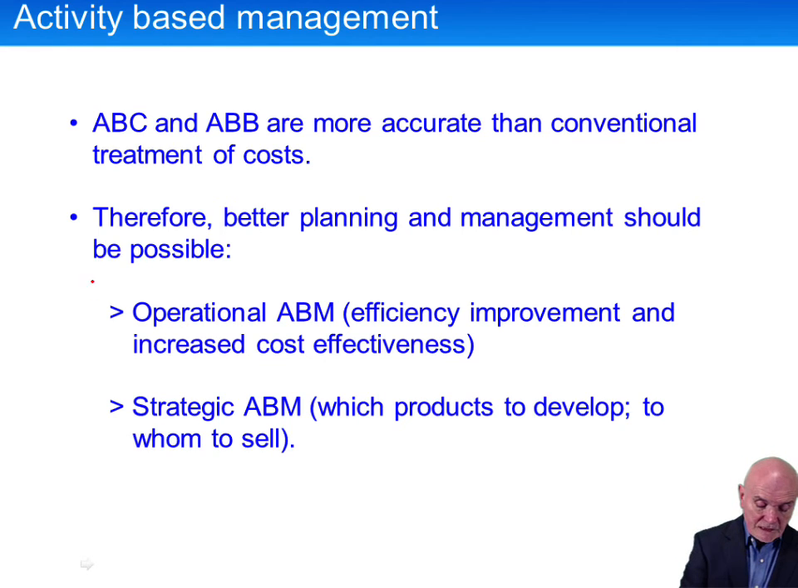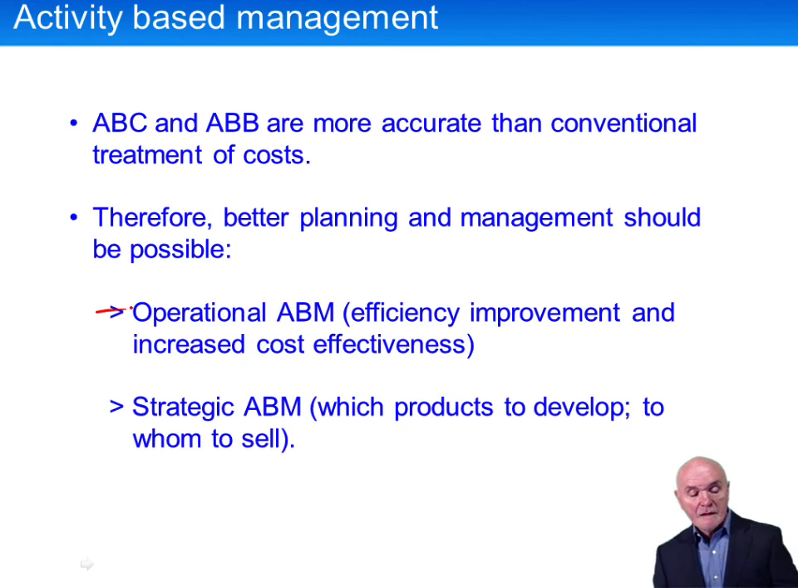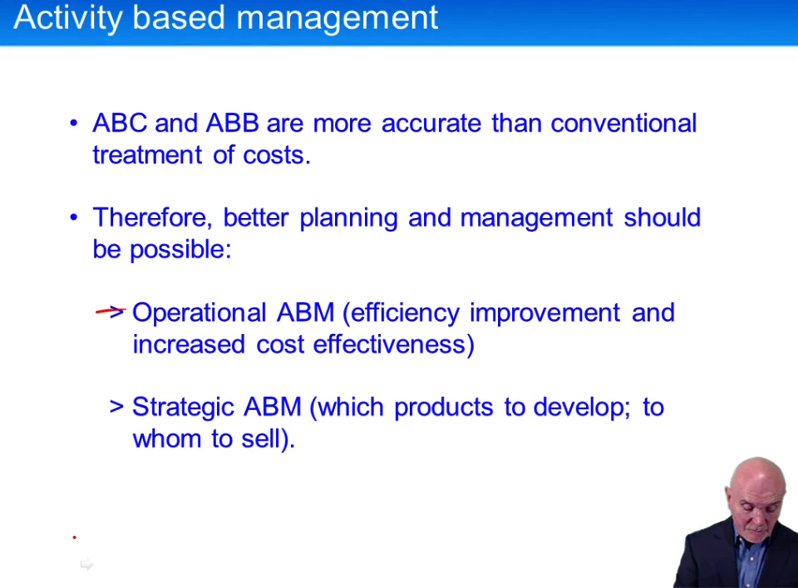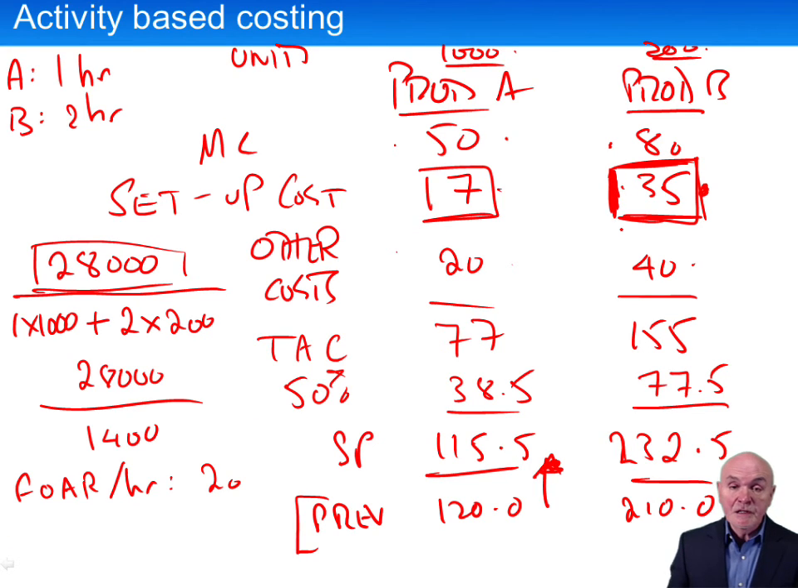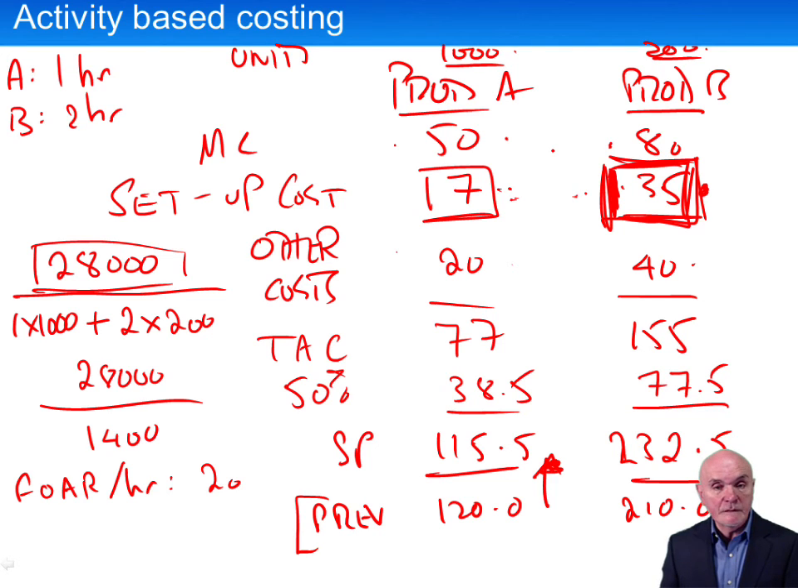There are two types, really, of activity-based management. First is operational: efficiency improvement. Basically, increase cost effectiveness. And that's really what we looked at in this previous example. The operational activity-based management will be saying, is there any way I can get this very high cost down? It's a cost which is 5 times the cost that's in product B, whereas every other cost is maybe double, something of that sort. So it directs your attention at the costs which are maybe worth investigating.